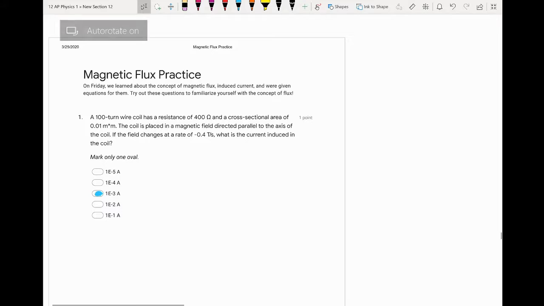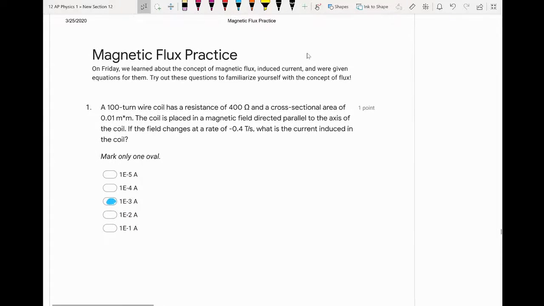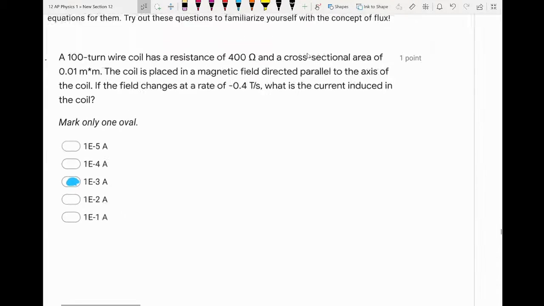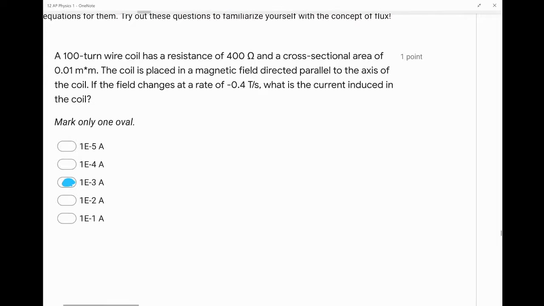So the first one, we say a 100 turn wire coil has a resistance of 400 ohms and a cross-sectional area of 0.010 meters squared. The coil is placed in a magnetic field directed parallel to the axis of the coil. If the field changes at a rate of negative 0.4 teslas per second, what is the current induced in the coil?